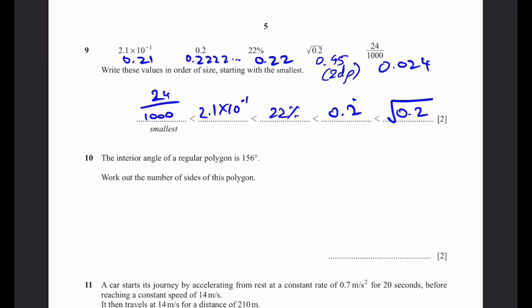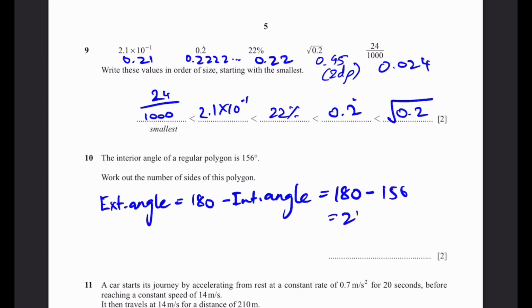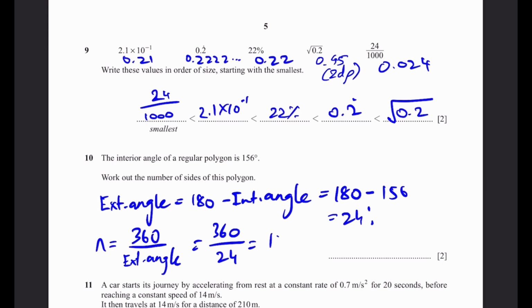That's the answer. Question 10. The interior angle of a regular polygon is 156. Work out the number of sides of this polygon. So the exterior angle is equal to 180 minus the interior angle, which in this case is 180 minus 156, 24 degrees. So n, which is the number of sides, is 360 by the exterior angle, which is 360 by 24, which is 15 sides. That's the answer.